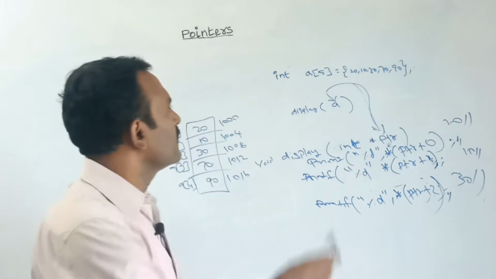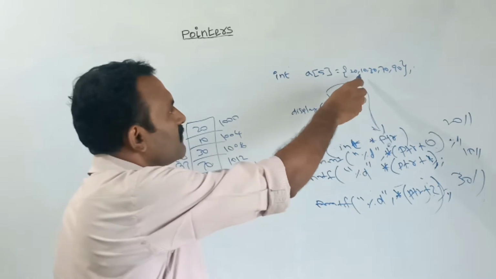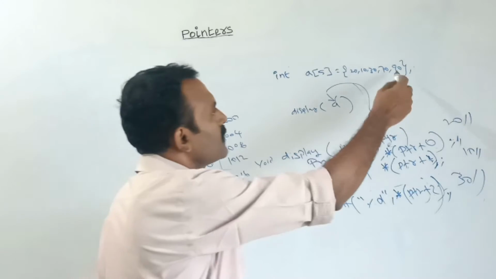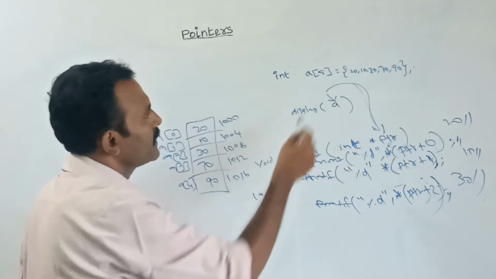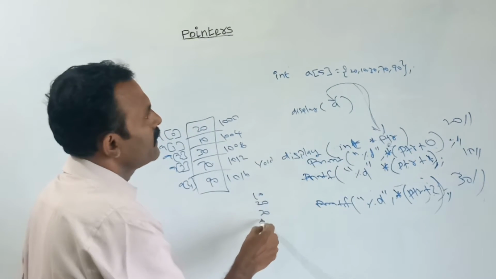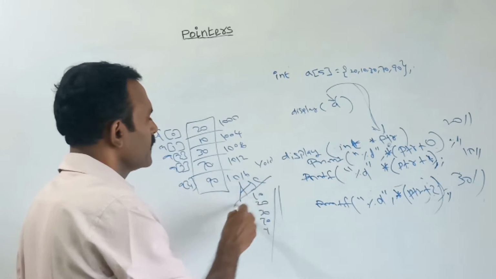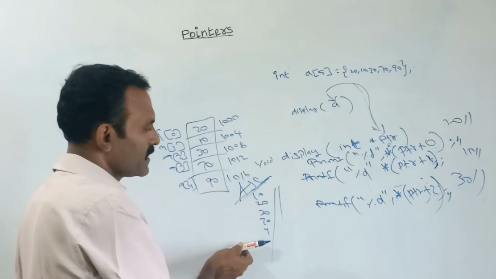Suppose you are given these 5 numbers. After sorting in ascending order, what is ascending order? Very first, the smallest number, that is 10. Next 20, 30, 70 and 90. This will print in ascending order. Ascending order means from smaller value to biggest value.